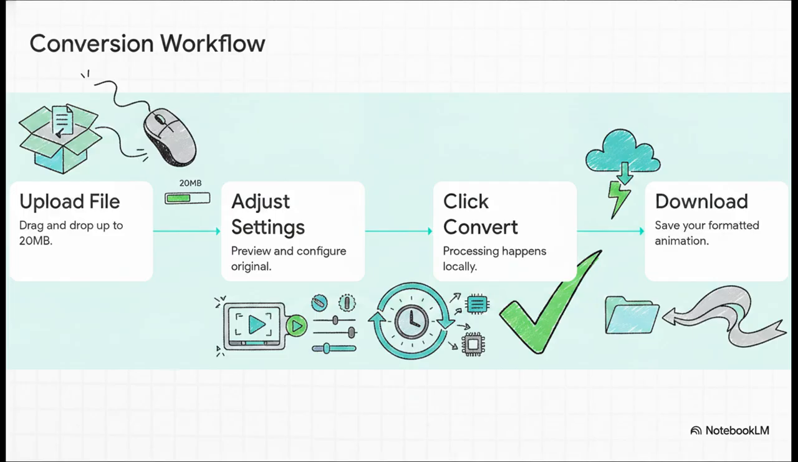The workflow itself is ridiculously user-friendly and requires absolutely zero technical expertise. You literally just drag and drop your file, adjust your quality settings while previewing the original, and click Convert. Your newly formatted animation is instantly ready to download. It's totally frictionless. But there's a specific detail in that conversion process that's incredibly important, which brings us to our final section.